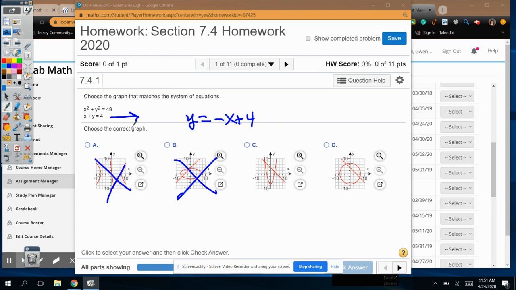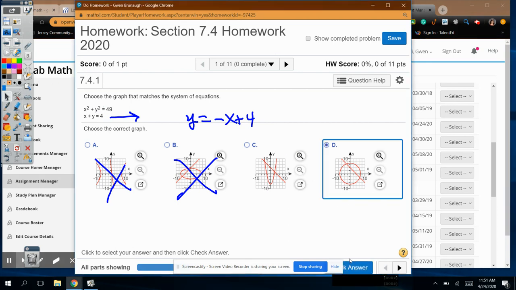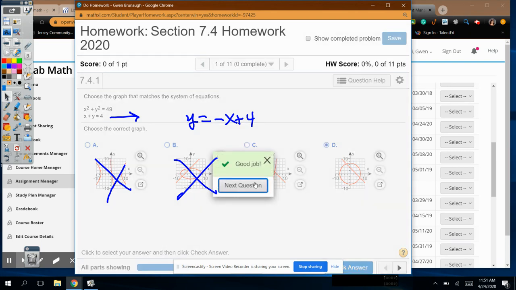So then this top guy, well, is it a parabola? No, this is not a parabola. X squared and y squared, both being squared, makes it a circle. The answer is D as in dog. So basically just trying to find what graphs we're looking at.